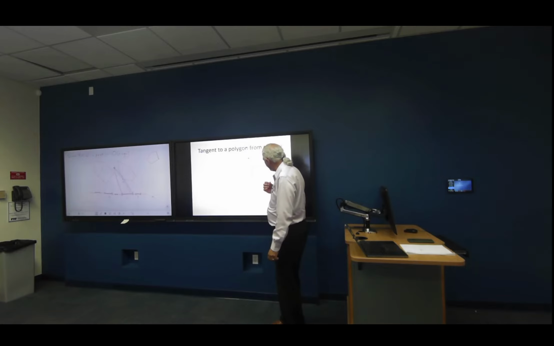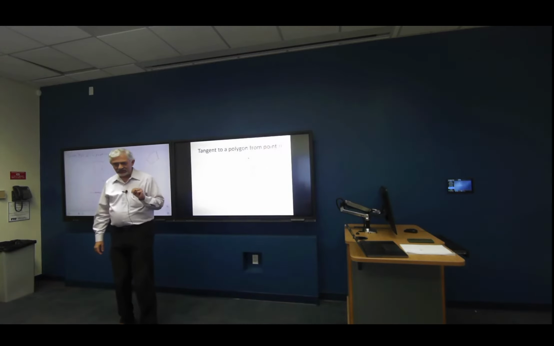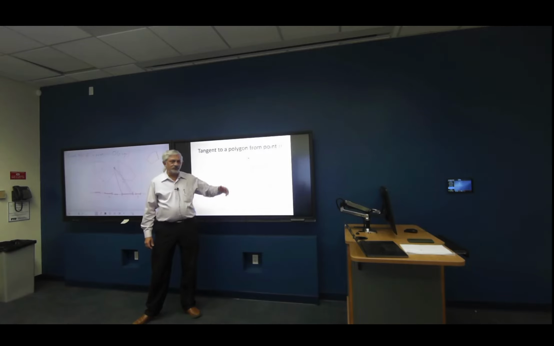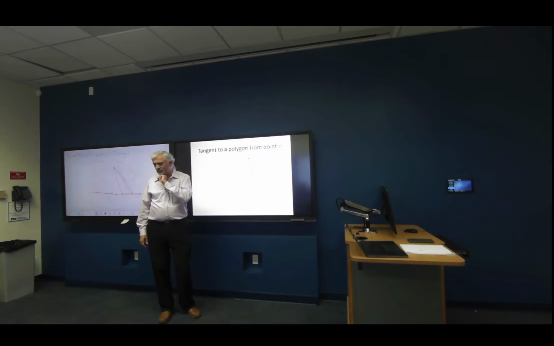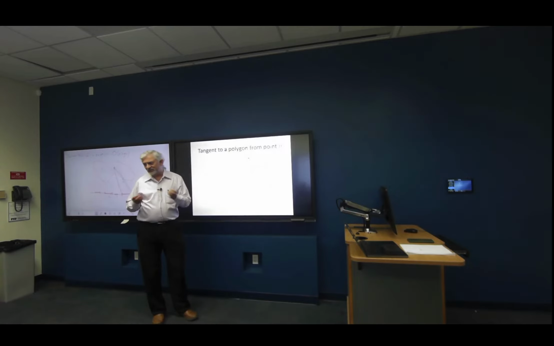Now, for this particular polygon, from any point outside, you will have two tangents. By the way, if the point is inside, no tangents. You cannot build a tangent from inside the polygon. Okay? You have to be outside in order to build the tangent. But if you're outside, you will always have two tangents. Clear? Okay.